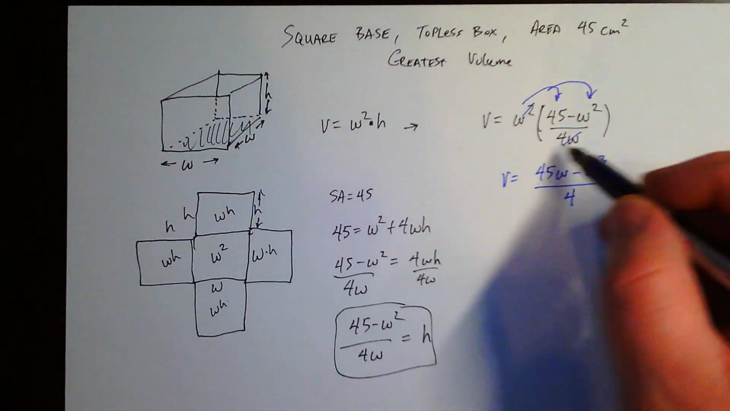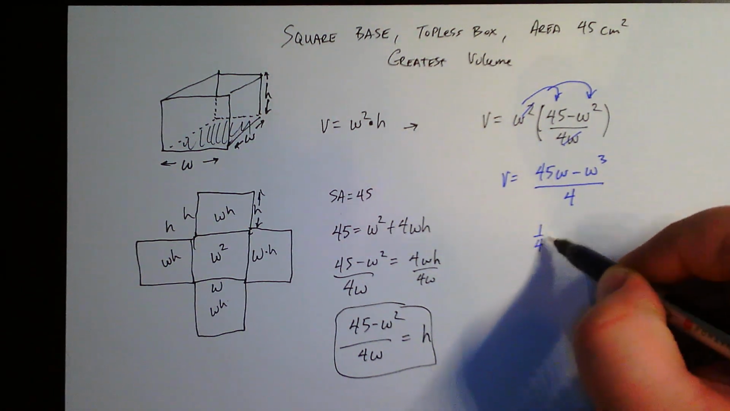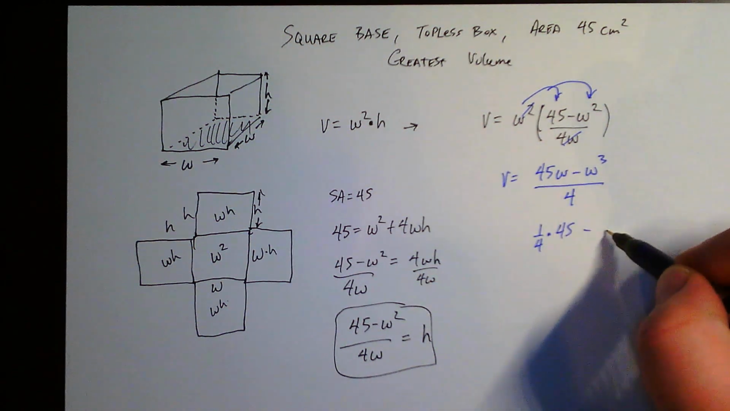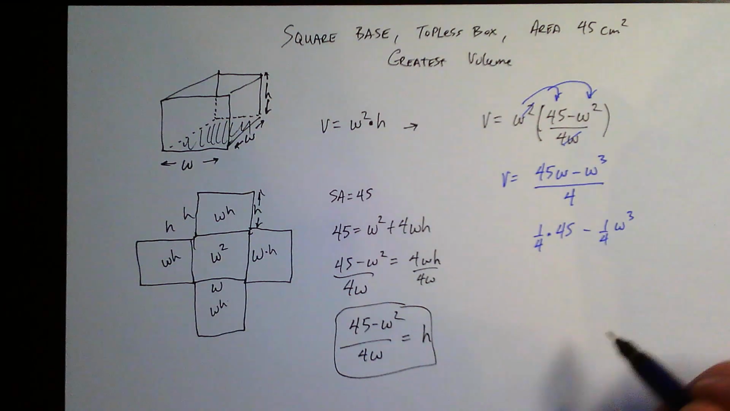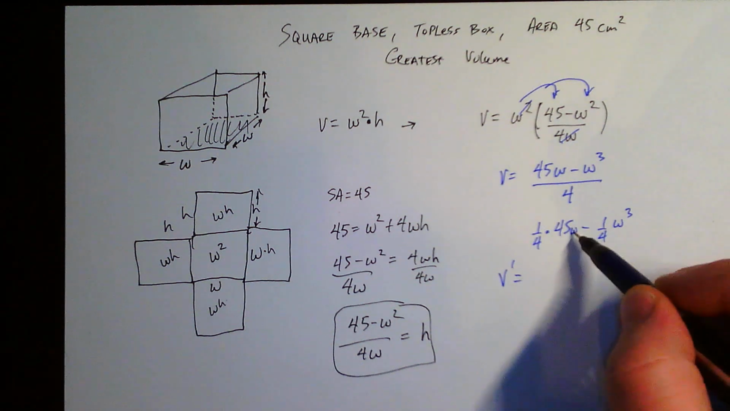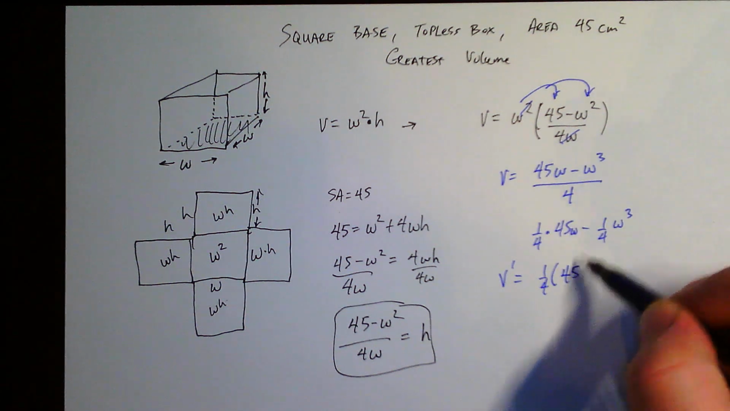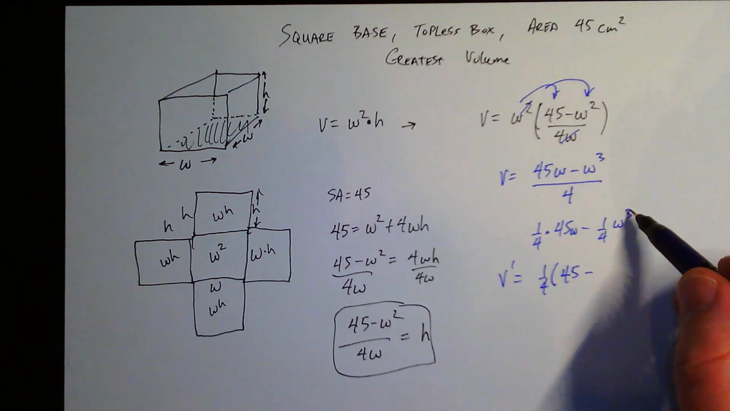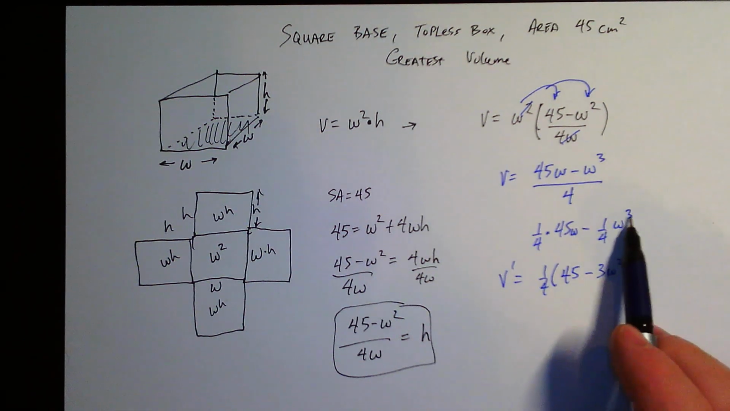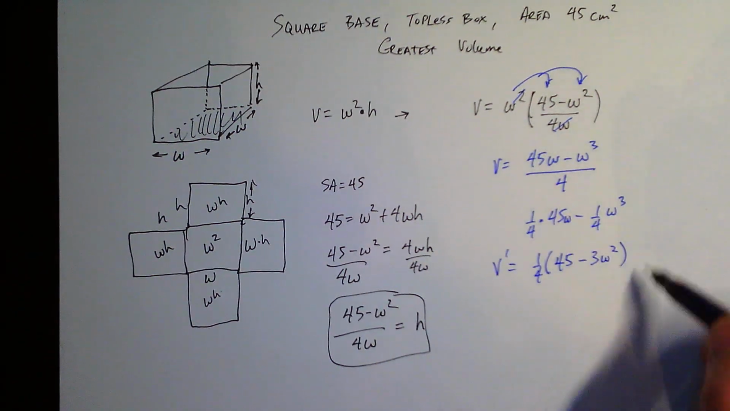So now let's take the derivative of this thing right here, right? We're going to go ahead and separate it: 1/4 times 45W minus 1/4 times W cubed, like that. We're going to take that derivative right there. So the derivative is going to be 1/4. I'm going to factor out that 1/4, 45, the derivative of 45W, and then minus 3W squared. It's really 3 over 4, and that's 45 over 4. But I'm going to factor out the 1/4 because it's going to make this next part a little cleaner. You could leave it in there.